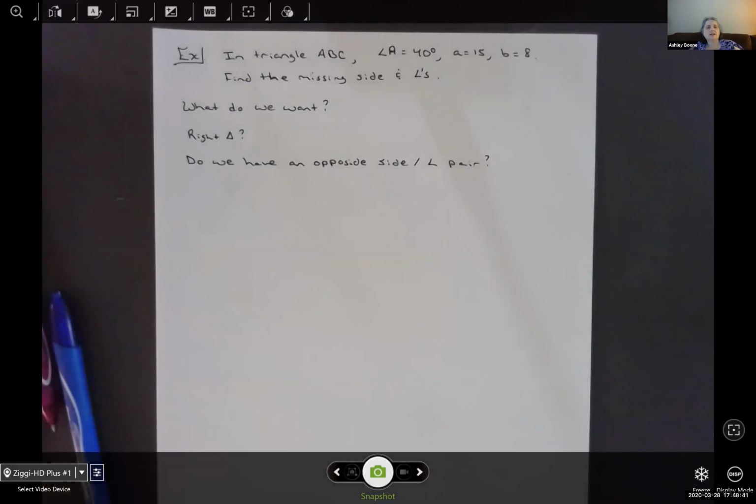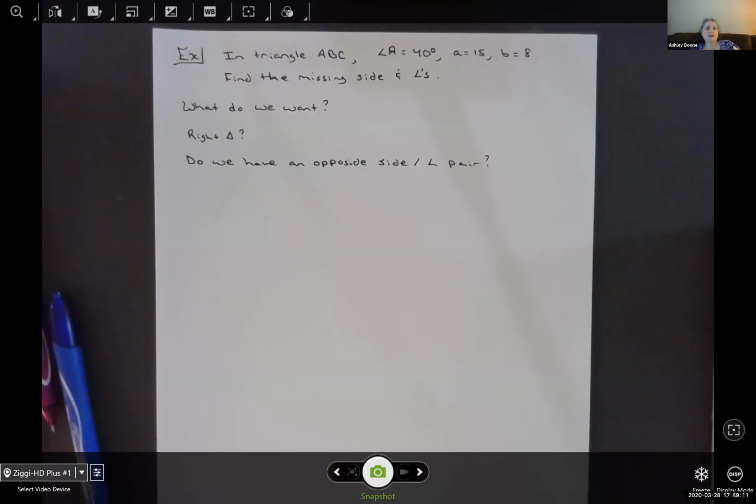Okay, let's look at another example here. In triangle ABC, we have angle A given as 40 degrees, side A equals 15, and side B equals 8. We want to find the missing side and the missing angles for this triangle. So sometimes it's not a specific value you're wanting. It is multiple values. You want to solve anything that's missing in the triangle.